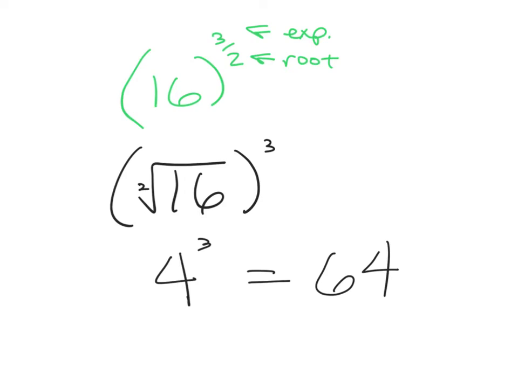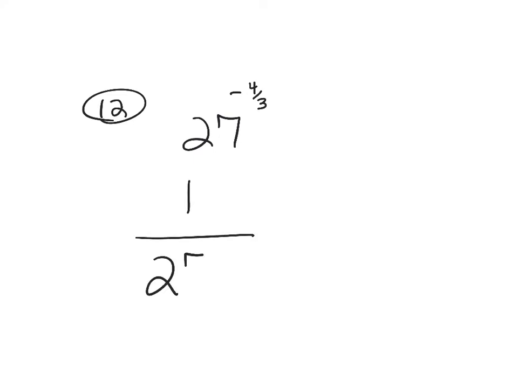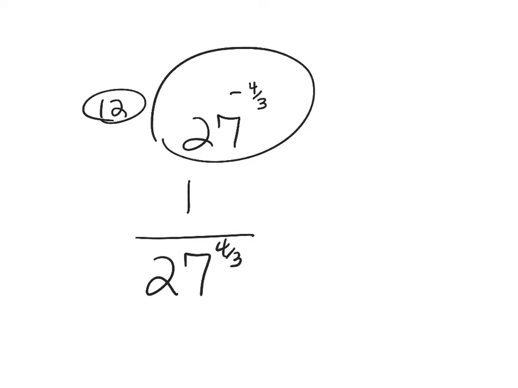All right, next one. Number 12. 27 to the negative 4/3 power. Remember, a negative exponent makes it a fraction. Think reciprocal. So we're going to move this whole thing underneath a 1 and make the exponent positive.